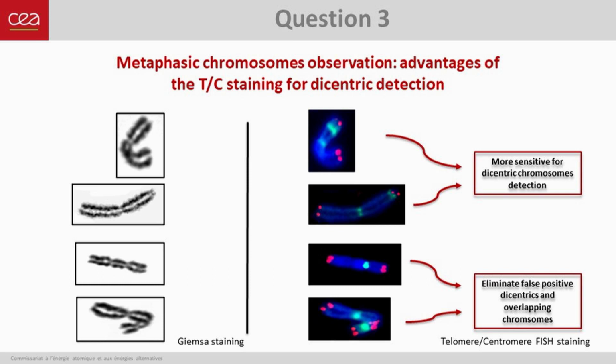But the opposite is also possible. Without the staining, you can make a mistake and count a dicentric where it is only a chromosome with a crossing of chromatin. The two last chromosome images let you think that they are dicentric, while it is just two overlapping chromosomes.